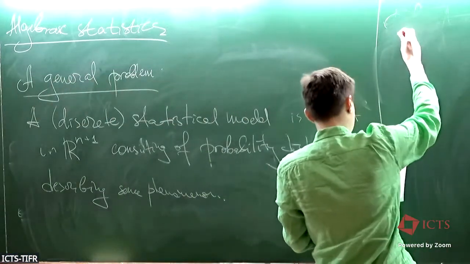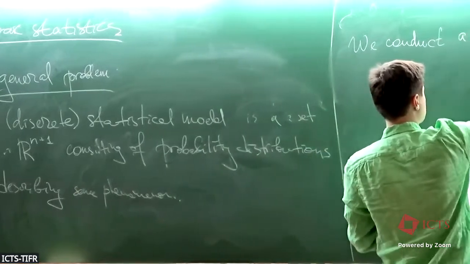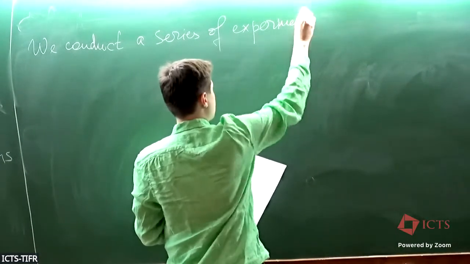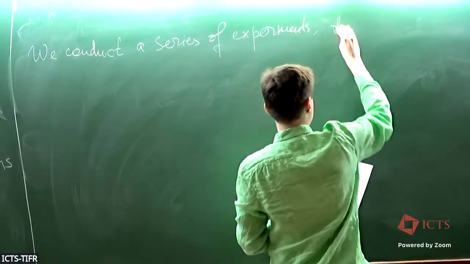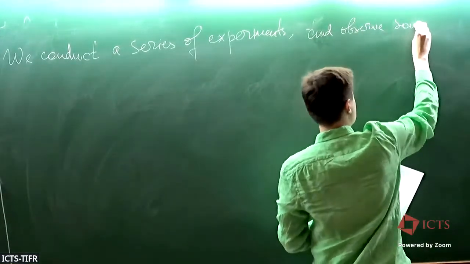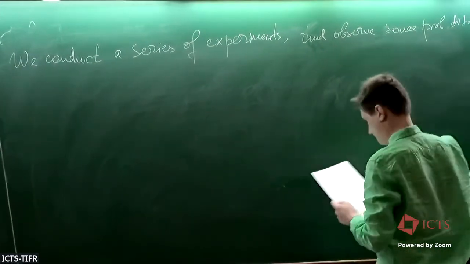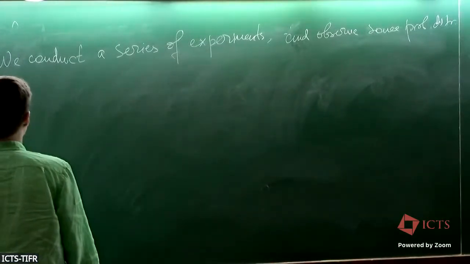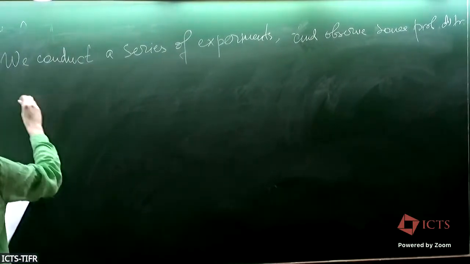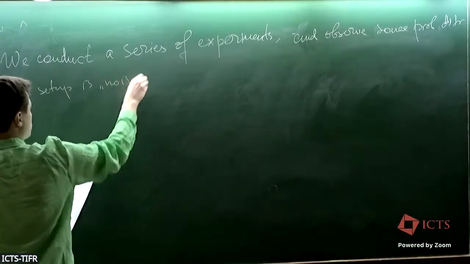So once again, I will try to write this down. We conduct a series of experiments and observe some probability distribution. So what do we want to do with this probability distribution? The problem is that our experimental setup is noisy. Our experiments are not perfect.